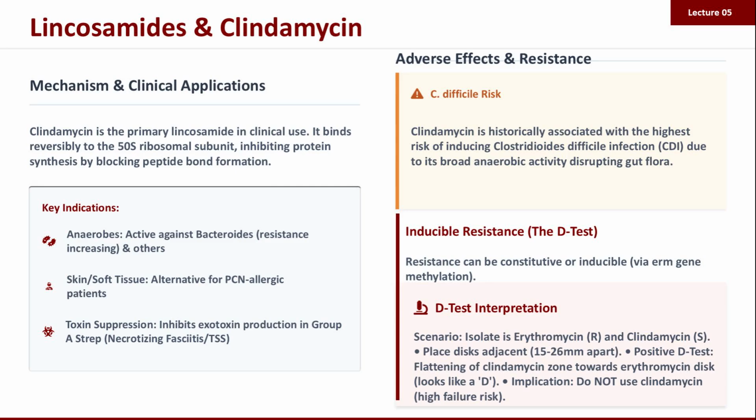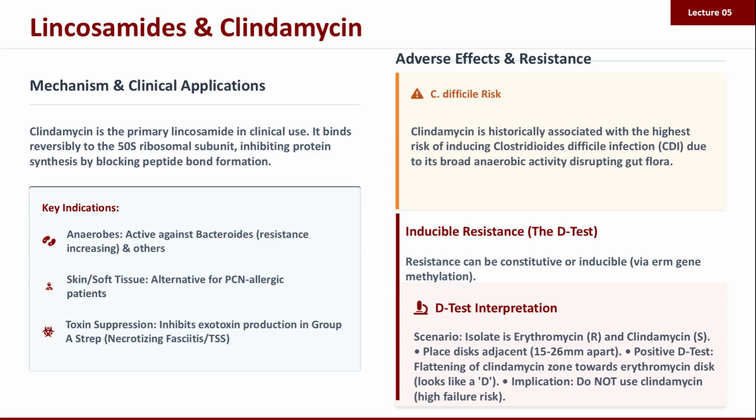Now very important, adverse effects. Clindamycin is strongly associated with Clostridioides difficile infection, CDI. Why? Because it kills normal gut flora, especially anaerobes, and allows C. difficile to overgrow. So clinically, whenever you see diarrhea after antibiotic use, always think of this possibility.